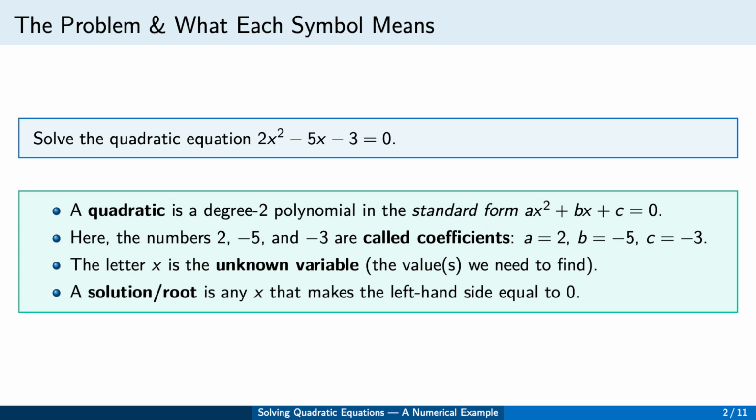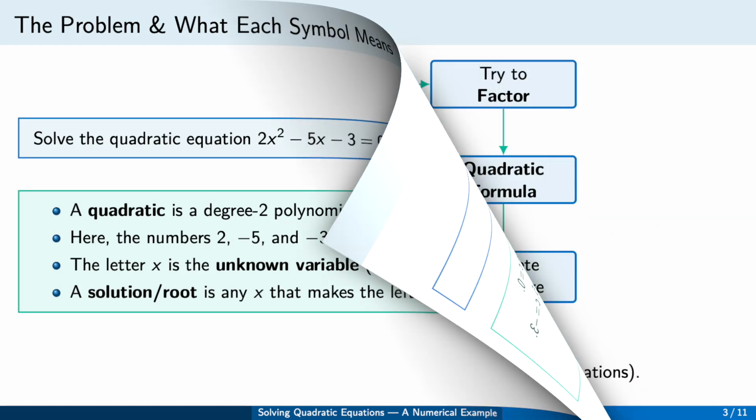X, the task is solve 2x squared minus 5x minus 3 equals 0. The numbers 2, -5, and -3 are the coefficients. So a equals 2, b equals -5, and c equals -3. The letter x is the unknown, and a root is any value that makes the left-hand side become 0. Keep these roles in mind, they steer every method we use. Let's turn to the next slide.